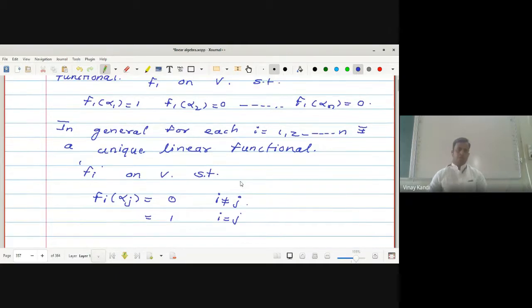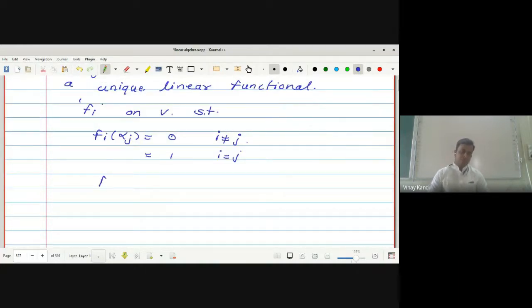If the two are equal, then 1 will come. F2 of alpha 2 is 1, F3 of alpha 3 is 1, Fn of alpha n is 1. If i is not equal to j, then the value becomes 0. So that is nothing but Fi of alpha j is equal to delta ij. We call it the canonical delta.